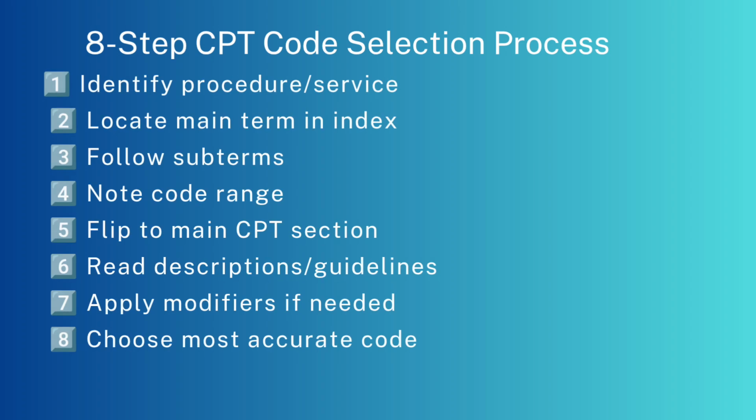Let's break down the proper CPT coding process into clear steps. Step 1, identify the procedure or service. Step 2, locate the main term in the CPT index. Step 3, follow subterms to narrow it down. Step 4, note the code ranges provided.